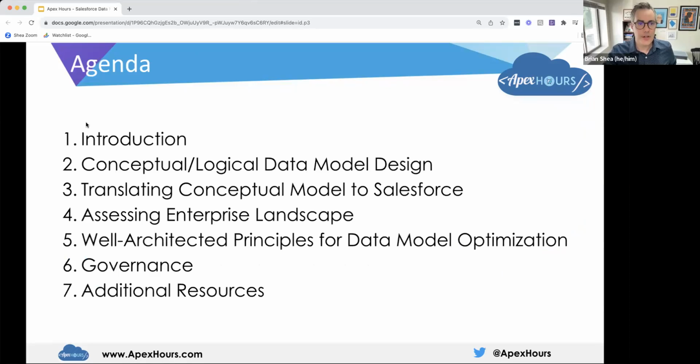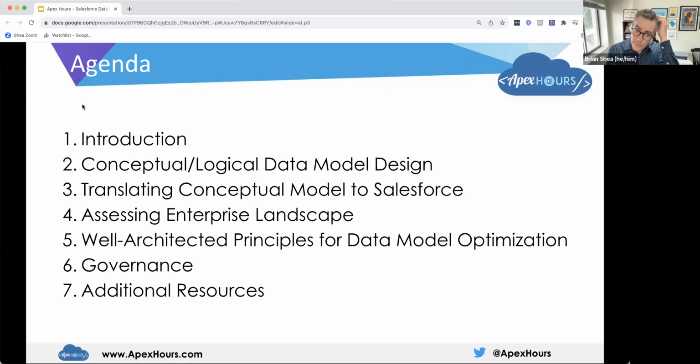All right. In terms of our agenda, we're going to be talking about data model design and implementation within Salesforce. I'm going to give a quick introduction. I'm going to talk about conceptual or logical data modeling, what that is, and how it's different from the Salesforce object model. I'll talk about how to translate a conceptual model into Salesforce. That's going to be the main focus. Agenda items 2 and 3 are going to be our main focus today. And then we're also going to hit on a few other considerations for building your data model in Salesforce.